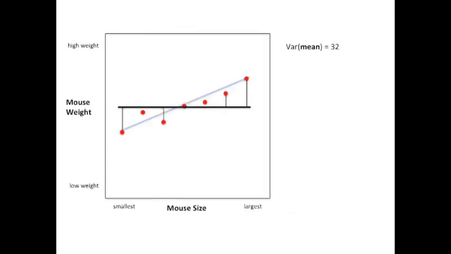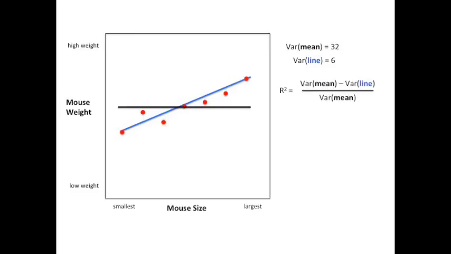Now, we'll walk through an example where we calculate things one step at a time. First, we'll start with the variation around the mean. In this case, that equals 32. The variation around the blue line is only 6, which is what we suspected since it appears to fit the data much better.